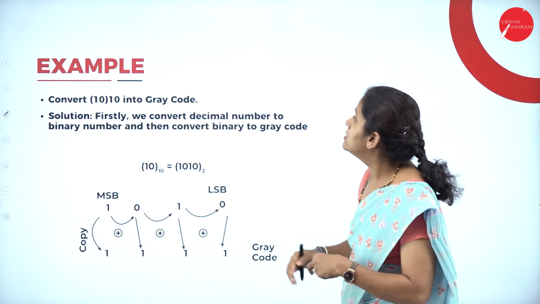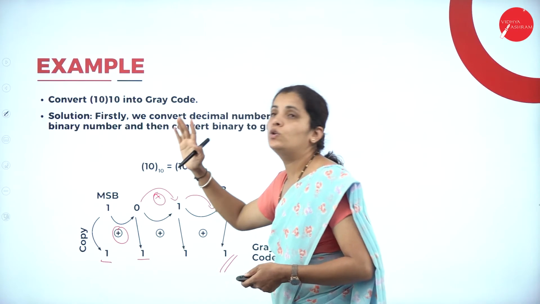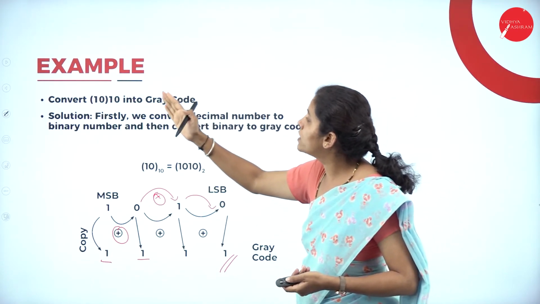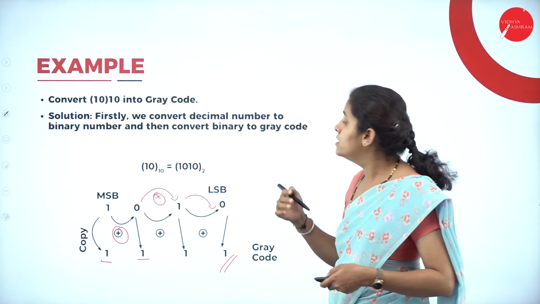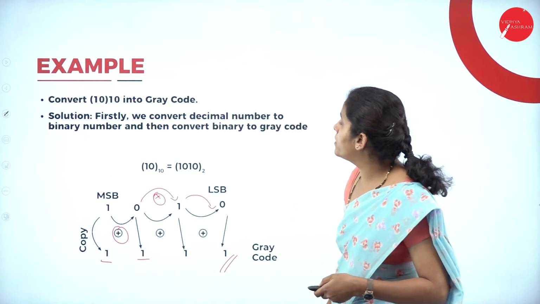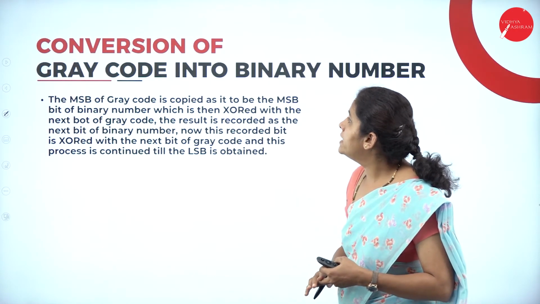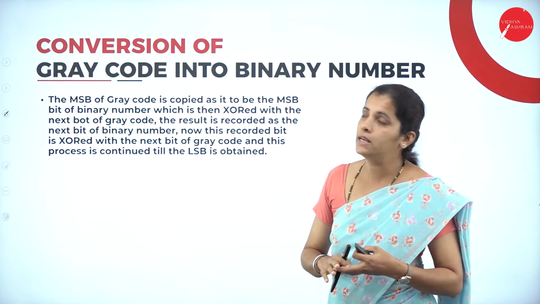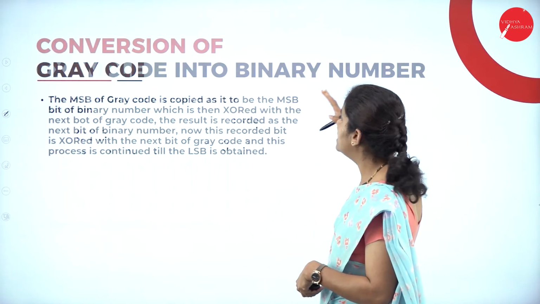Moving further, this is another example of how you can convert your decimal number to gray. That means first you convert your decimal number to binary, then perform the XOR operation. Whatever answer you get after performing the XOR operation is the gray code for your given problem. Then, conversion of gray code to binary number. That means it is possible to convert the gray code to the binary number.